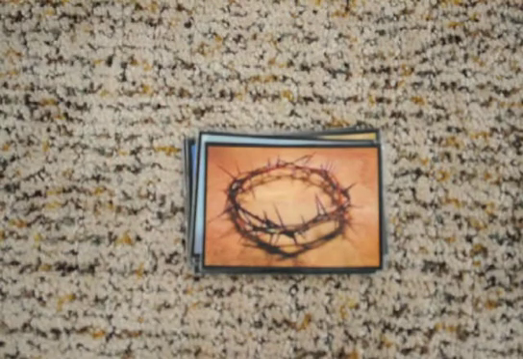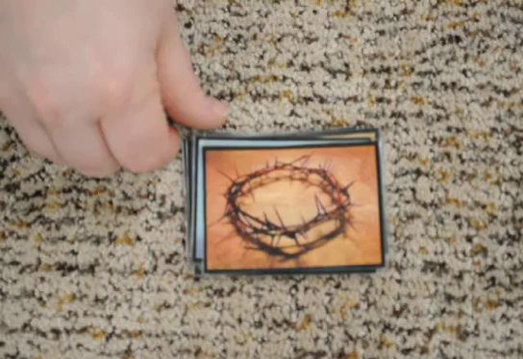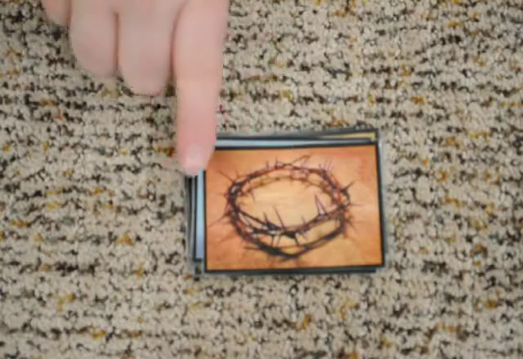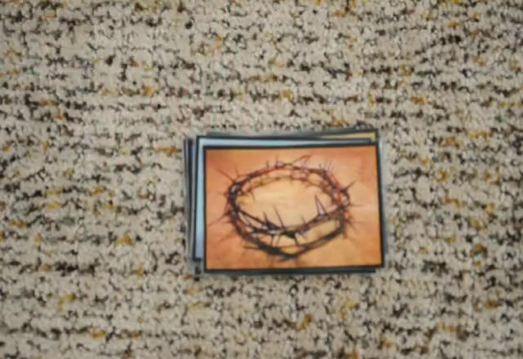We have the crown of thorns, and if you think who usually wears a crown, crowns are usually worn by kings or queens, and people did not like that Jesus was being referred to as a king. So they made him a crown, but they made it out of thorns, and these thorns are very long and sharp, and so when they put it on his head, it made him bleed and it hurt a lot.